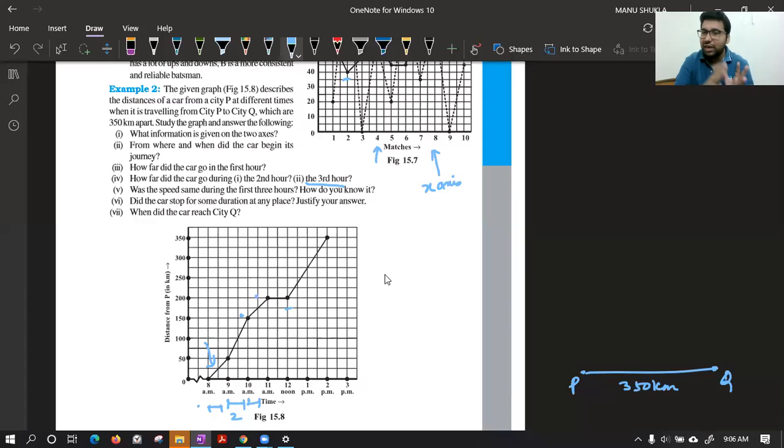In the first hour, they traveled 50 kilometers. In the second hour, they traveled 150 minus, because I think you are making a mistake. In the second hour, they had already traveled 50 kilometers and then reached 150. So in the second hour, they did 150 minus 50, 100 kilometers. Try to understand. You have to subtract that also.